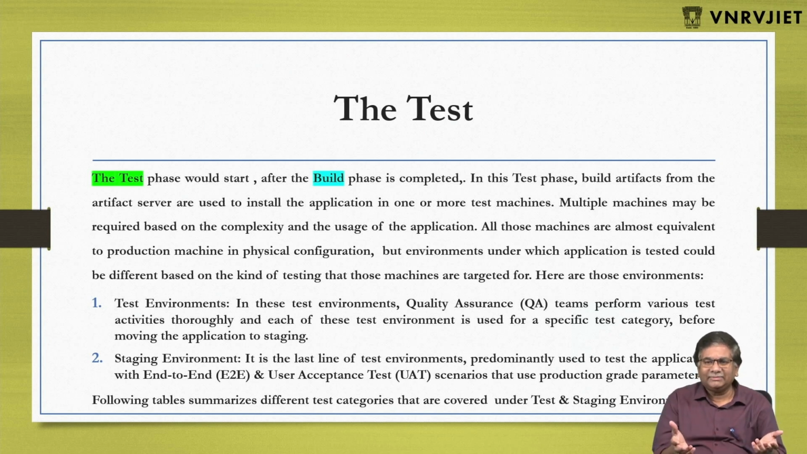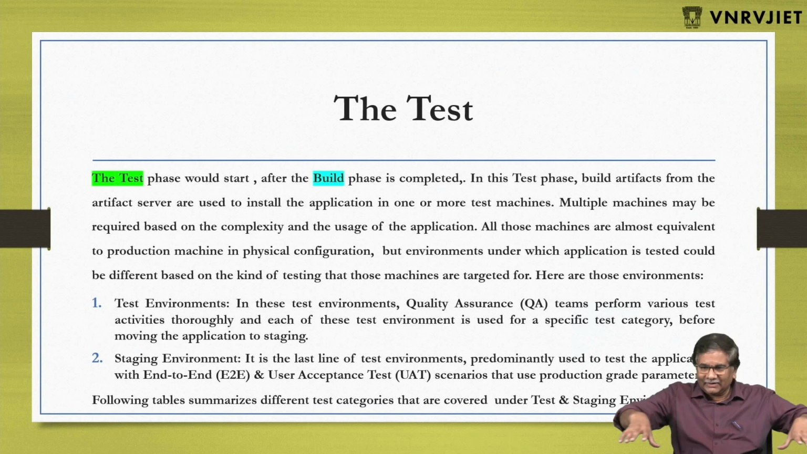Now, why multiple test machines? Multiple test machines may be required based on the complexity and usage of the application. If it is a small application, not a big, huge thing, just a small web page kind of thing, fine, you just need one test machine. However, if it's a large complex application like Amazon, you need to do several kinds of tests on that application, right? So that means there are several test machines.